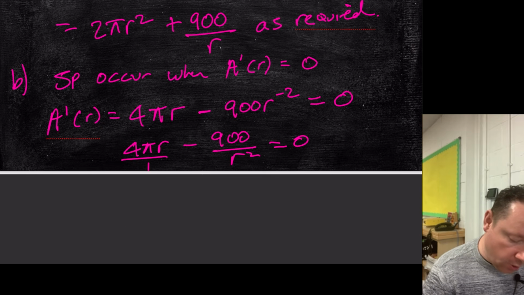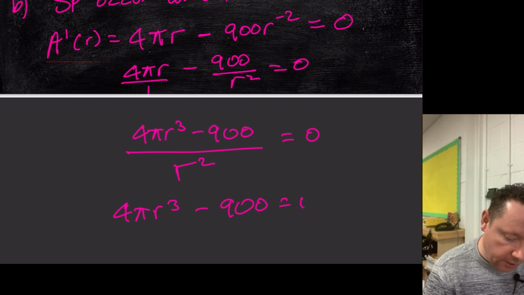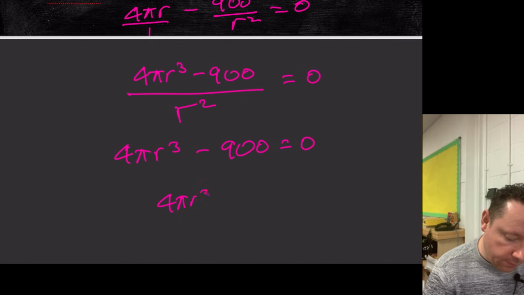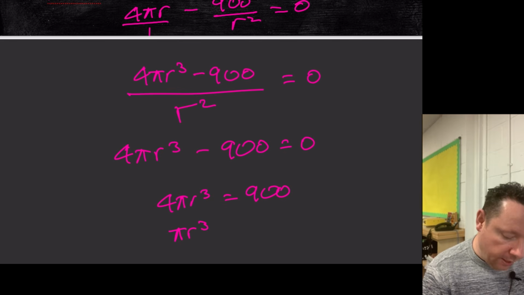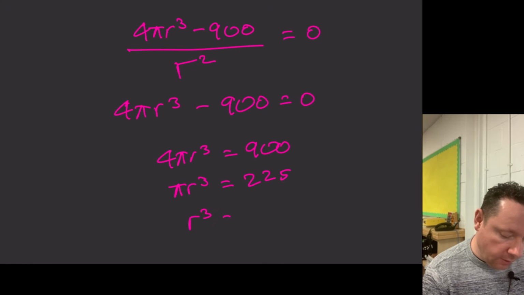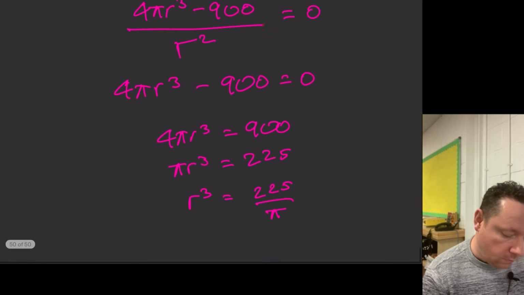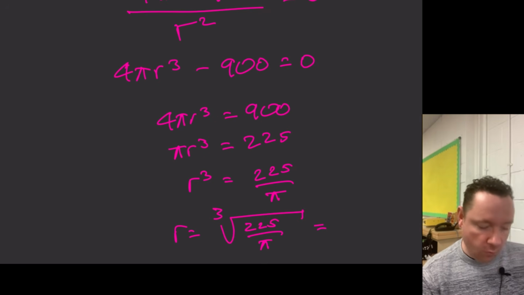Making a common denominator of r squared, we've got 4 pi r cubed minus 900 equals 0. So 0 times r squared equals this. So 4 pi r cubed minus 900 equals 0. So 4 pi r cubed equals 900. Dividing through by 4, you get pi r cubed equals 225. So r cubed is equal to 225 over pi. And r obviously then is the cube root of 225 over pi, which you can just use a calculator for and get 4.15 centimetres.